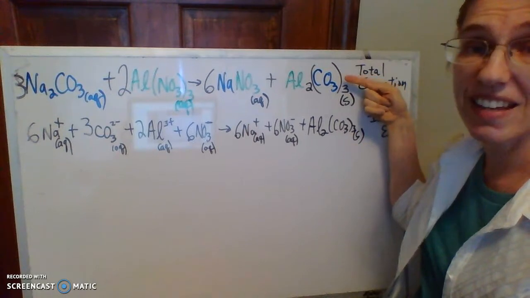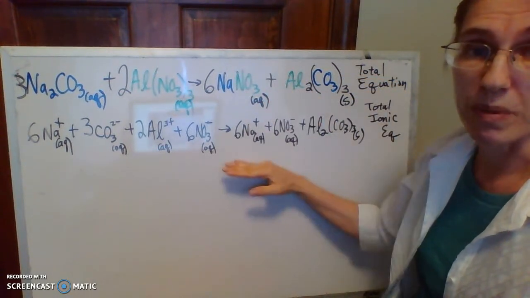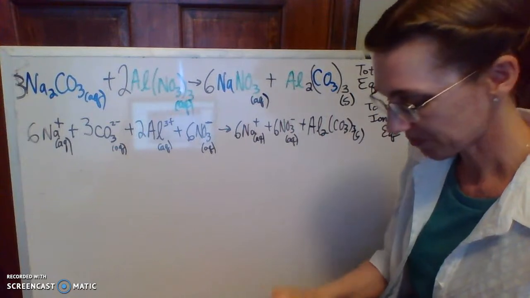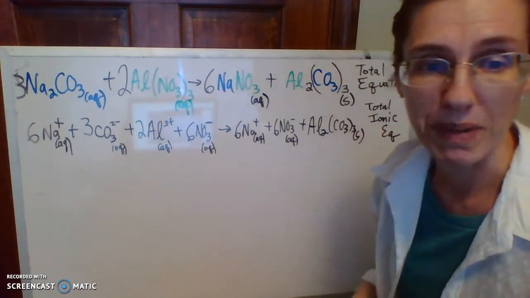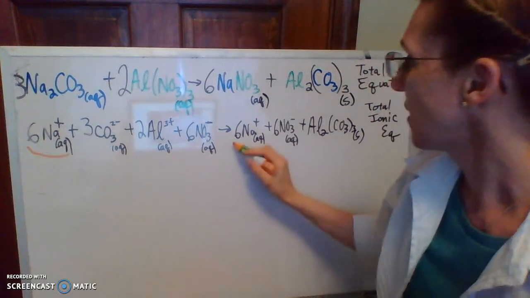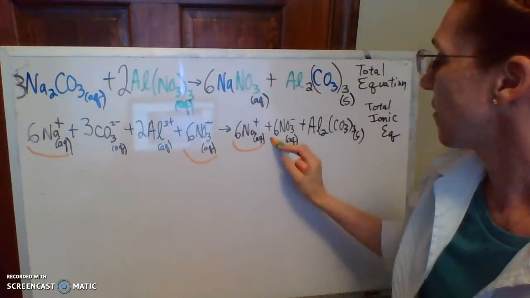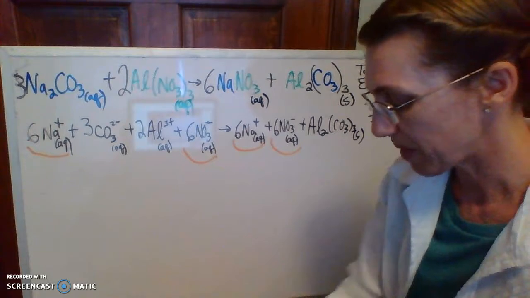Remember, if you balance it there and you get the numbers right as you're bringing them down, this is going to be balanced. Now let's identify our spectator ions. We have sodium over here. It looks like a sodium ion over there. We've got nitrate over here. We've got a nitrate over there. Those are the spectator ions.